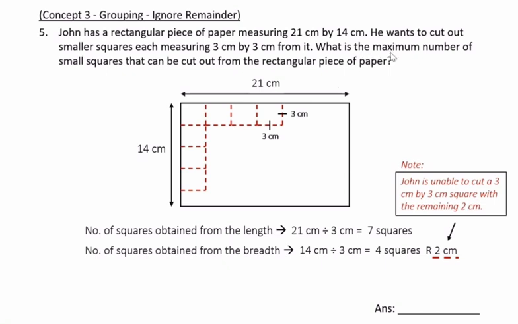But they say, what is the maximum number of small squares that can be cut out? Which means even if you cut out 7 squares here, 4 squares down, right? Inside here, there is still some more place that you can cut the squares. So in other words, they're asking for the maximum number of small squares, means how many squares can you use to cover up most of the area? Okay, so you just take 7 times 4. Your answer is 28 squares.